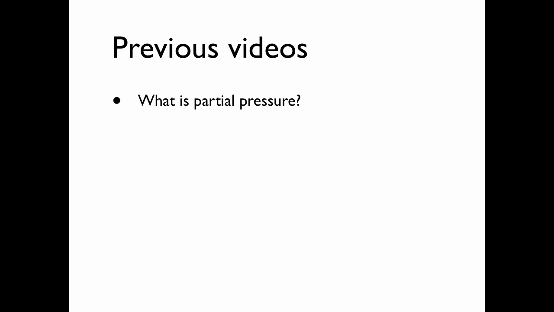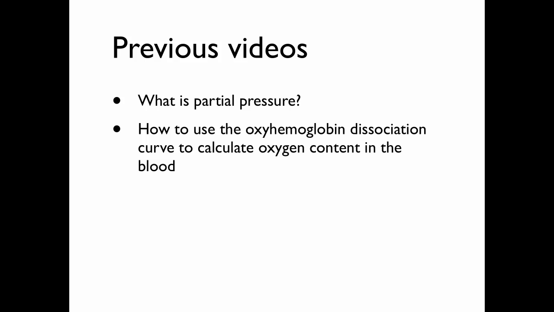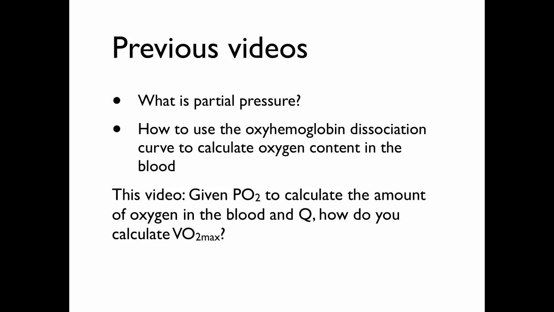I would encourage you to visit my previous videos discussing what partial pressure is and how to use the oxyhemoglobin dissociation curve to calculate oxygen content in the blood before you watch this one. This video is going to show you how you can use a given VO2 to calculate the amount of oxygen in the blood, and if you're given cardiac output, how you would calculate VO2max.